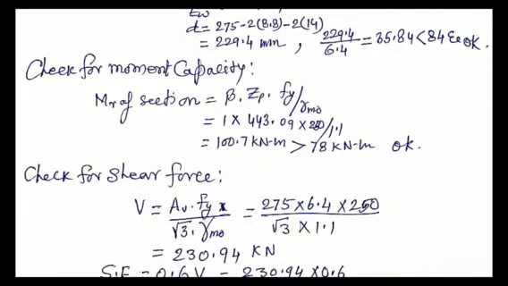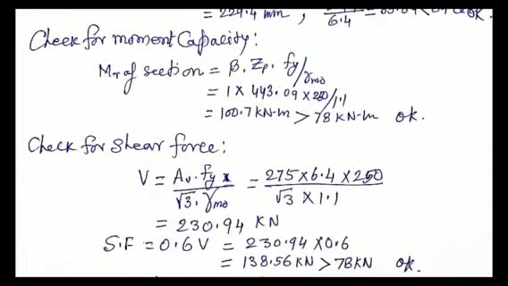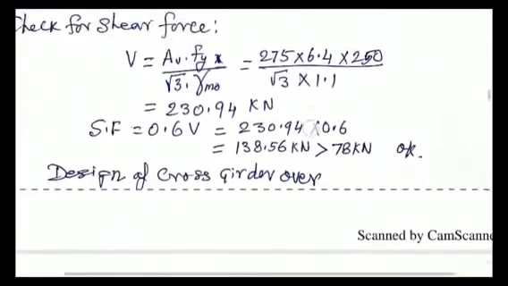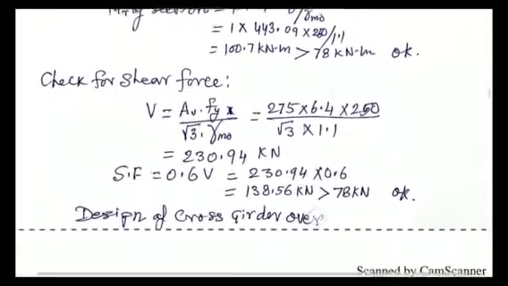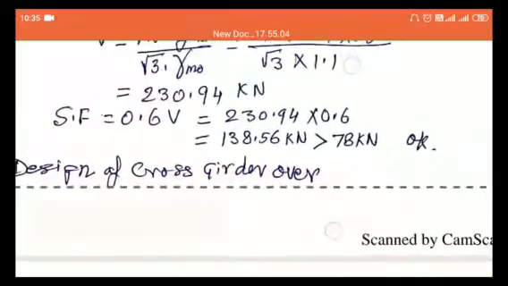Now check for moment capacity or moment of resistance of the section. It should be beta ZP Fy divided by gamma mo, and it comes out to be 100.7 kilonewton meter, which is greater than 78 kilonewton meter. Hence the design is again okay. So we will perfectly provide this section and the section is okay.